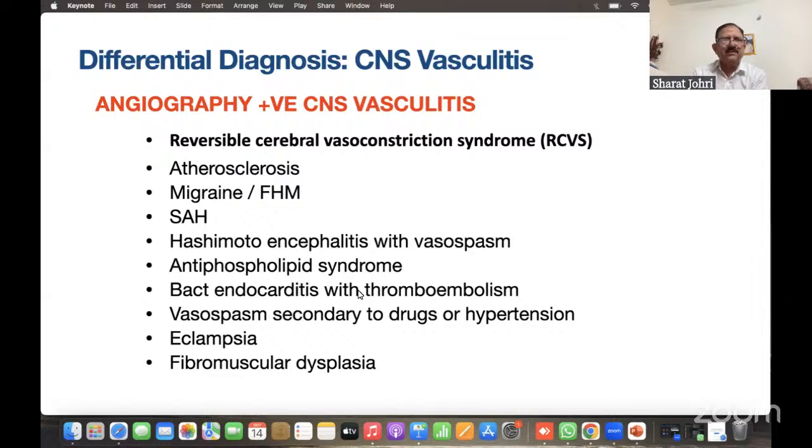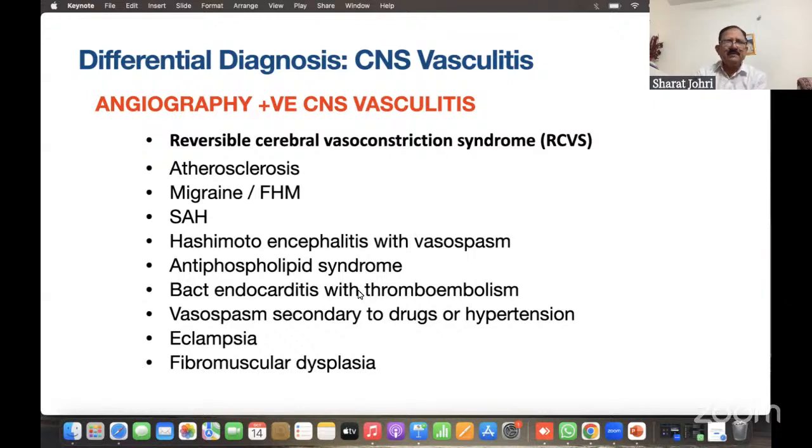Even then there is a lot of differential diagnosis. The most important is reversible cerebral vasoconstriction syndrome, which can present as focal narrowing of the vessel walls. It can also occur in atherosclerosis, sometimes in migraine, familial or hemiplegic migraine. Subarachnoid hemorrhage can cause spasm of the vessels. Hashimoto's encephalitis can cause vasospasm of the vessels. Antiphospholipid syndrome, bacterial endocarditis, and thromboembolism can cause some narrowing. Vasospasm can be secondary to drugs, or even hypertension, eclampsia or fibromuscular dysplasia.